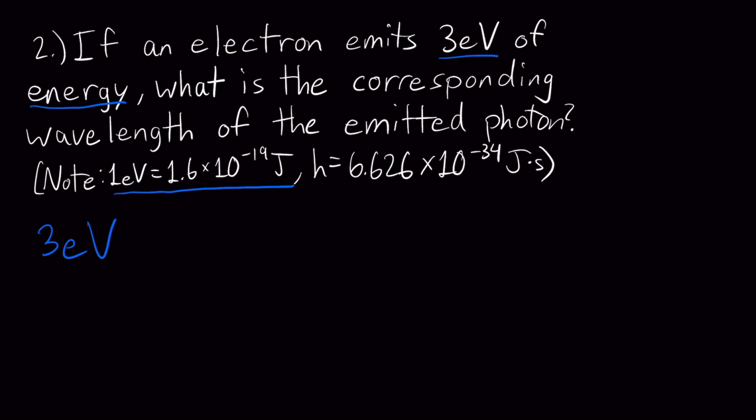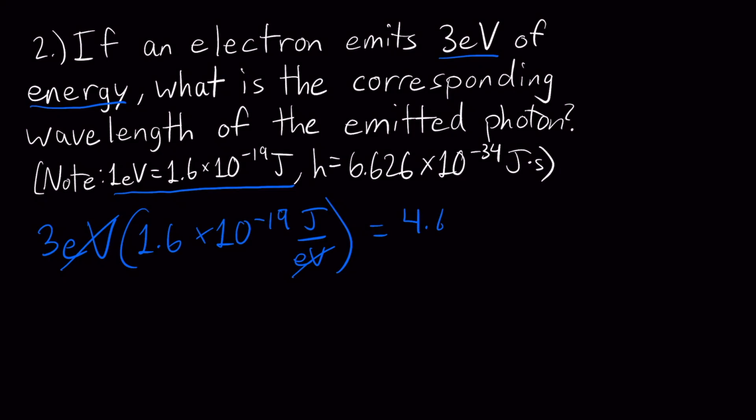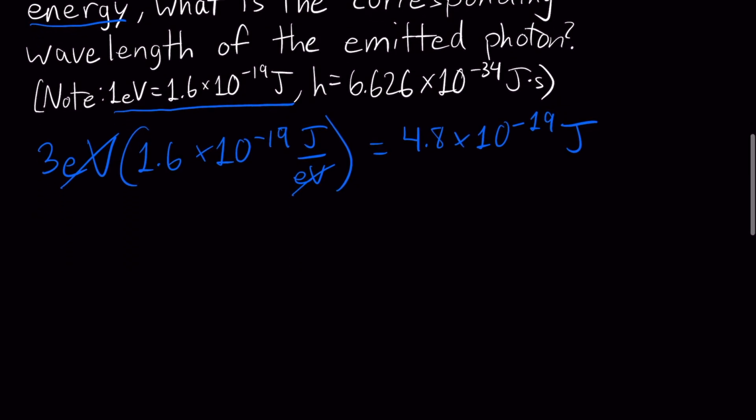So 3 electron volts times 1.6 times 10 to the negative 19 joules over electron volts. Remember, you want to cancel out the electron volts here. And we have 4.8 times 10 to the negative 19 joules. This is step number 1.